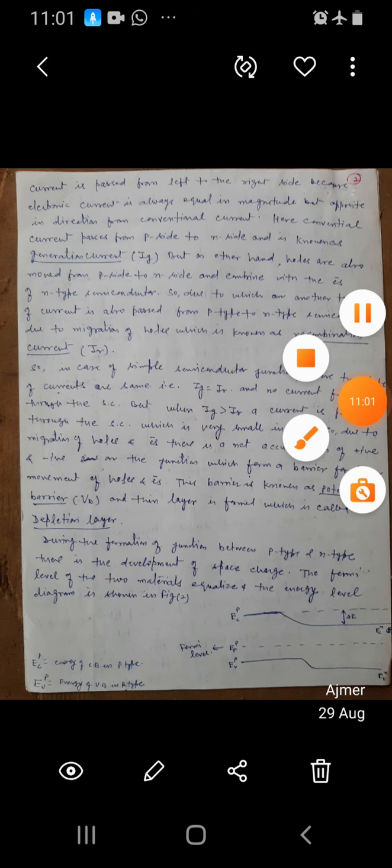Now, there are two types of PN junctions. First is the forward bias and second is the reverse bias. What are these forward bias and reverse bias? These we will take up next time.